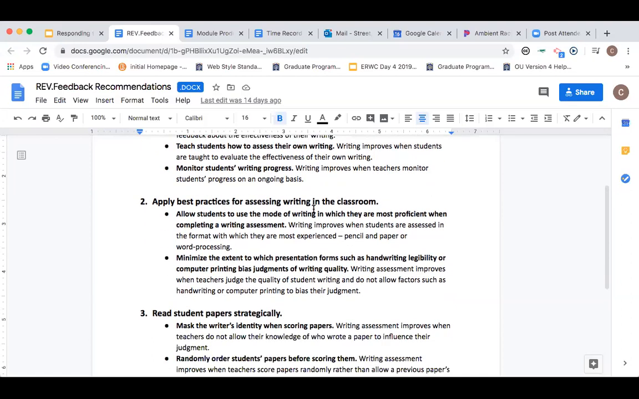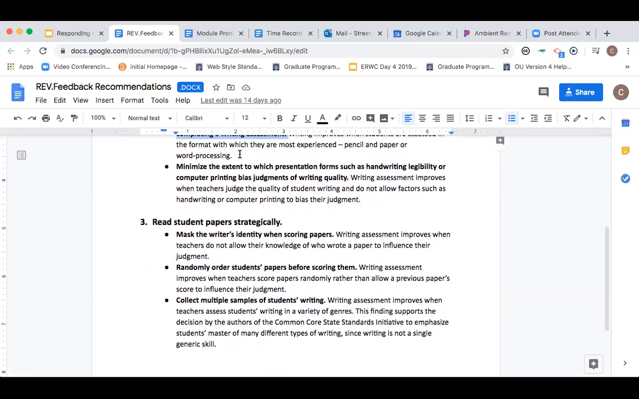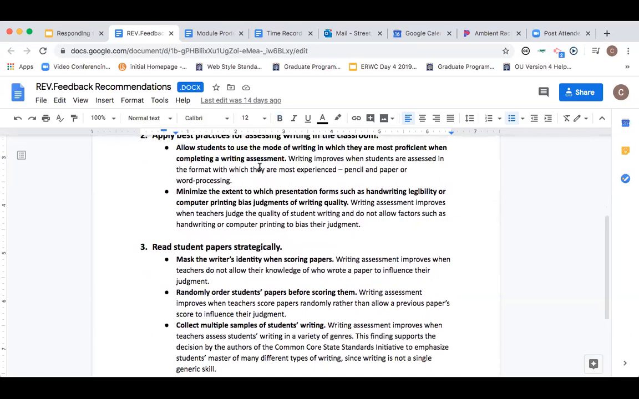And then some of the best practices, this one kind of surprised me a little bit. Allow students to use the mode of writing in which they're most proficient. So if a student is most comfortable writing by hand, paper and pencil, then what they produce using paper and pencil will generally be better than if we ask them to word process. Or if a student is more comfortable word processing, what they produce tends to be better than if we ask them to then write with paper and pencil. So you might keep that in mind, especially now that everything is digital, that some students are still going to have a preference for paper and pencil over word processing.